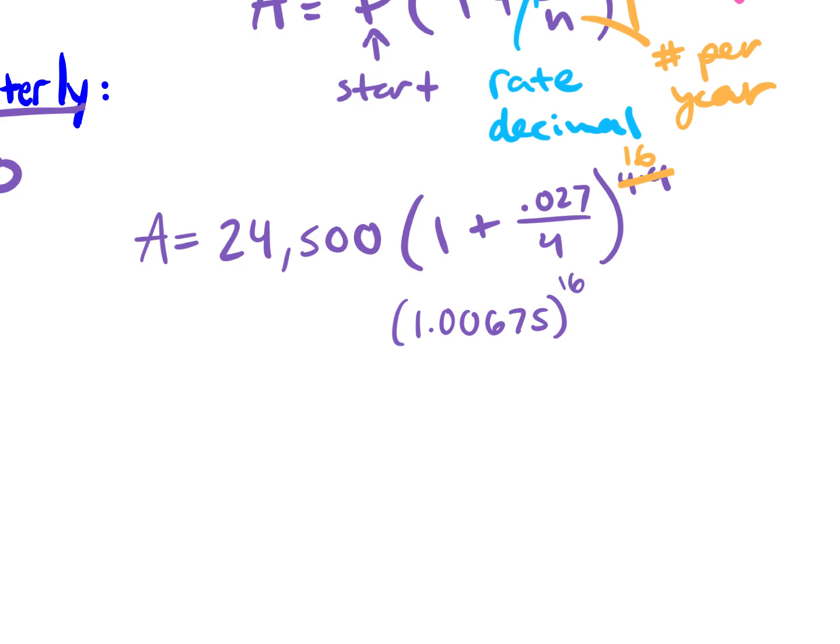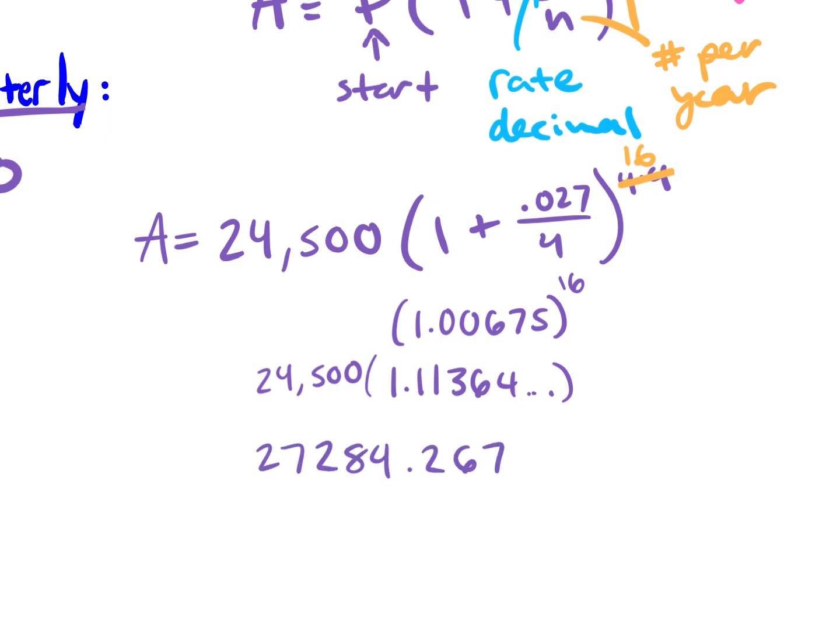So now I'm going to do this to the power of 16. You should get 1.11364. It keeps going, but I'm going to leave it in my calculator to do the last step when I multiply by 24,500. So it should give you 27,284.267. We're talking about money here.